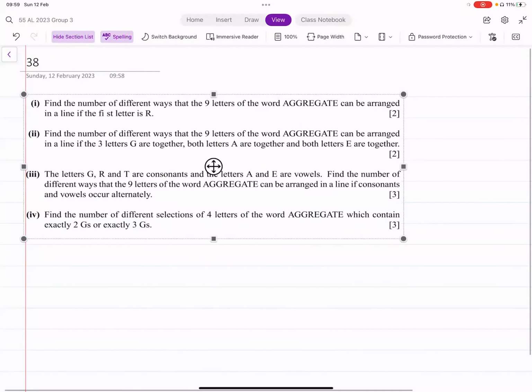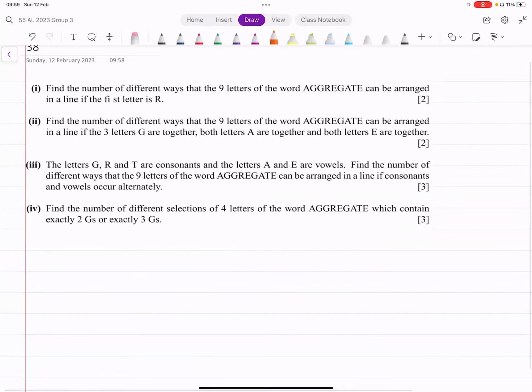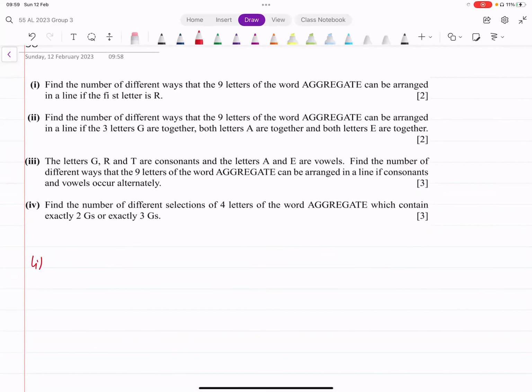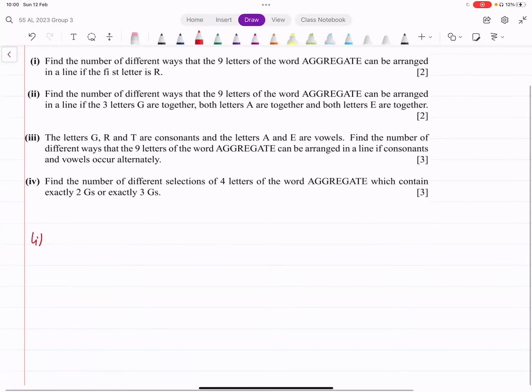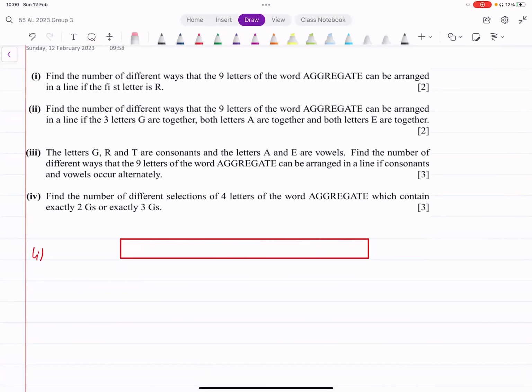All right, let's try this. Find the number of different ways in which the 9 letters of the word aggregate can be arranged in a line if the first letter is an R. And that's the first one. Now, how many letters do we have? We've got 9 letters. So let's say we have 9 spaces like this.